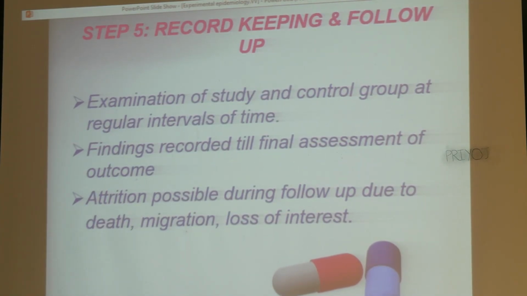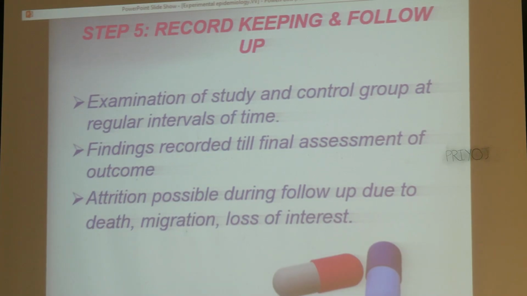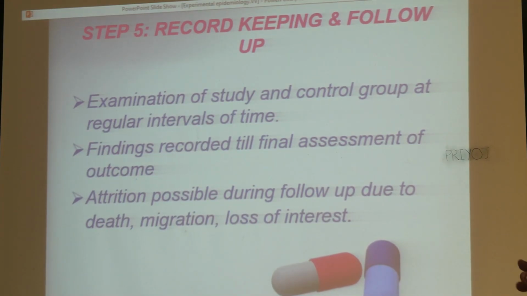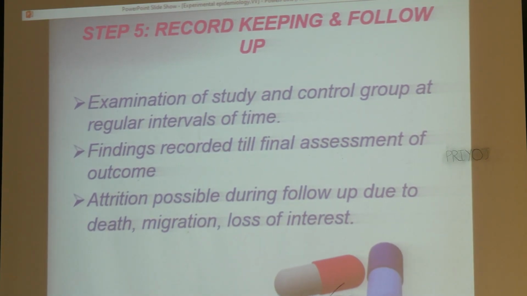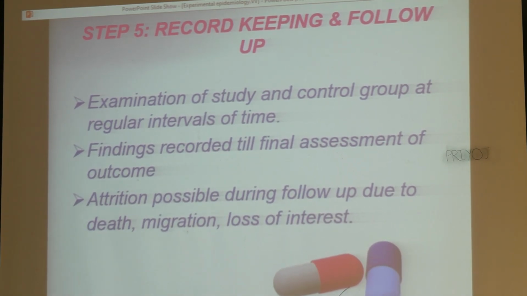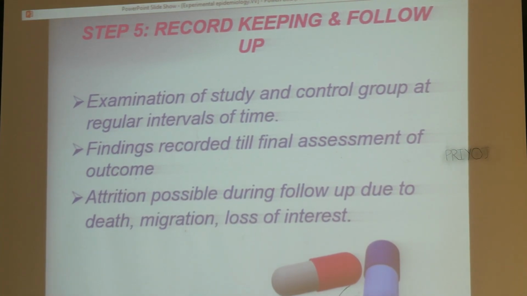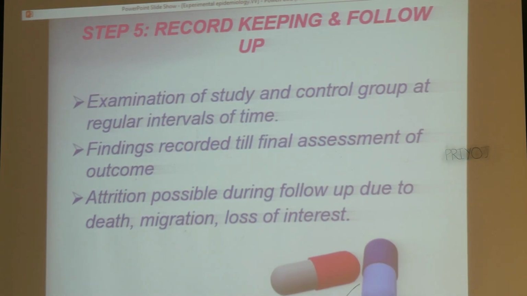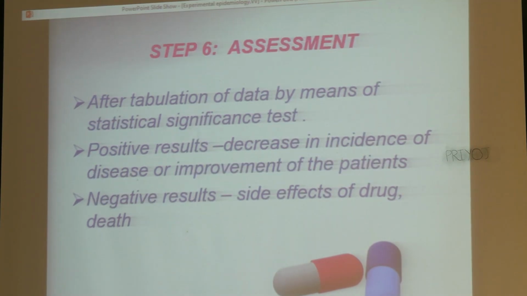Then record keeping, selection of examiner, study and control group at regular intervals, findings recorded till final assessment. Attrition is possible. Attrition means the number of cases may be less due to death, migration or loss of interest. Suppose you give vaccine for say 100 girls, this pap smear, and then for 6 months, maybe 1 year, you are following them. Initially they will all be very interested, but after 4-5 months they might lose the interest. So loss of interest is also there, because then your data suffers.